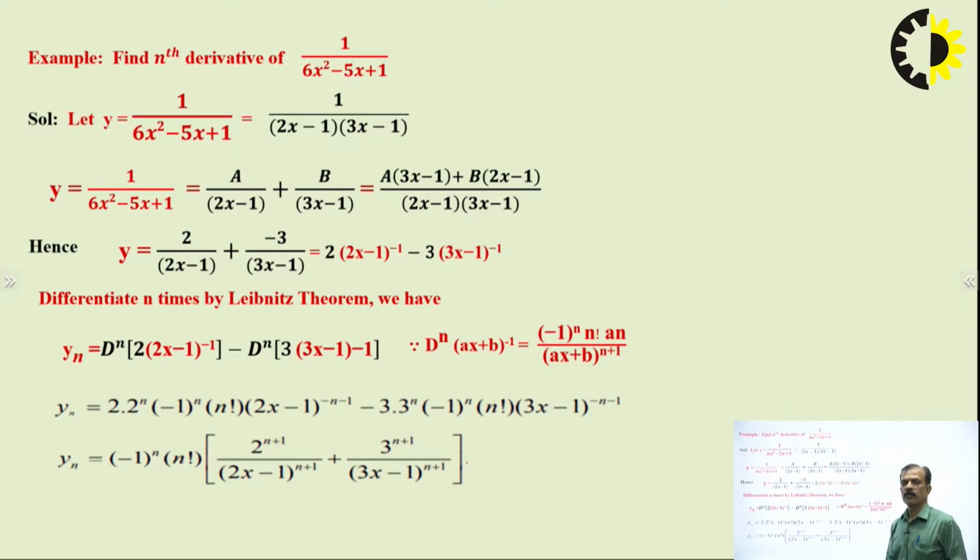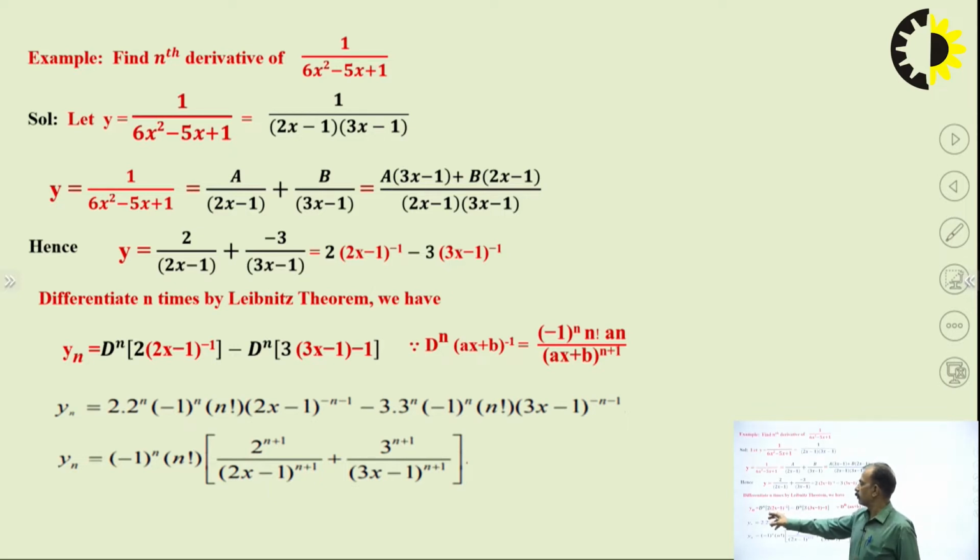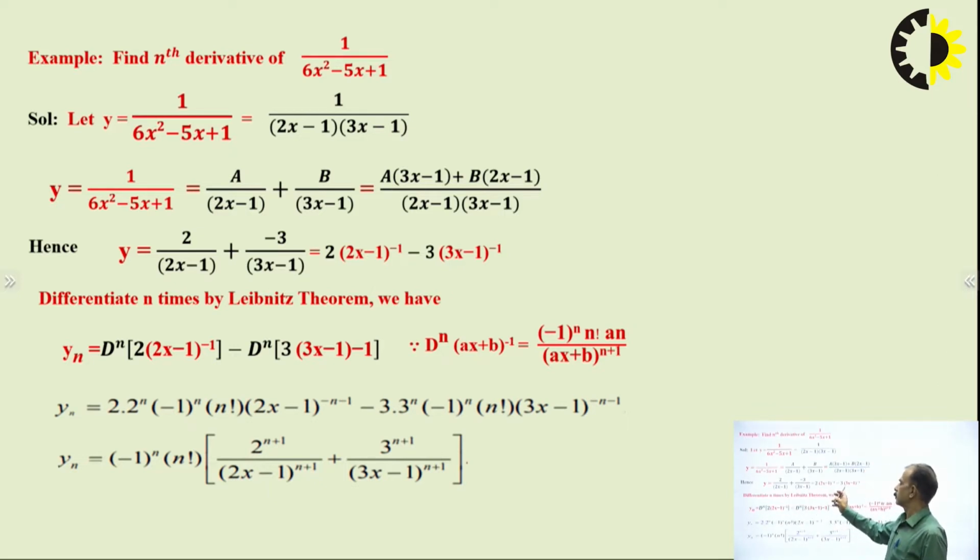Now, we know the formula for finding the nth derivative of ax plus b whole raised to the power minus 1, and the value of this nth derivative is minus 1 raised to the power n into n factorial into a raised to the power n divided by ax plus b whole raised to the power n plus 1. So, now we use this formula for finding the nth derivative of this function.